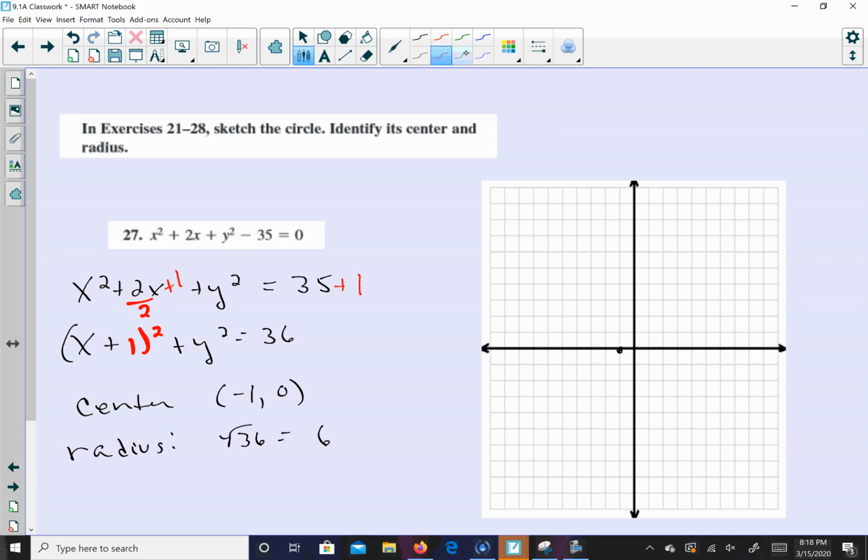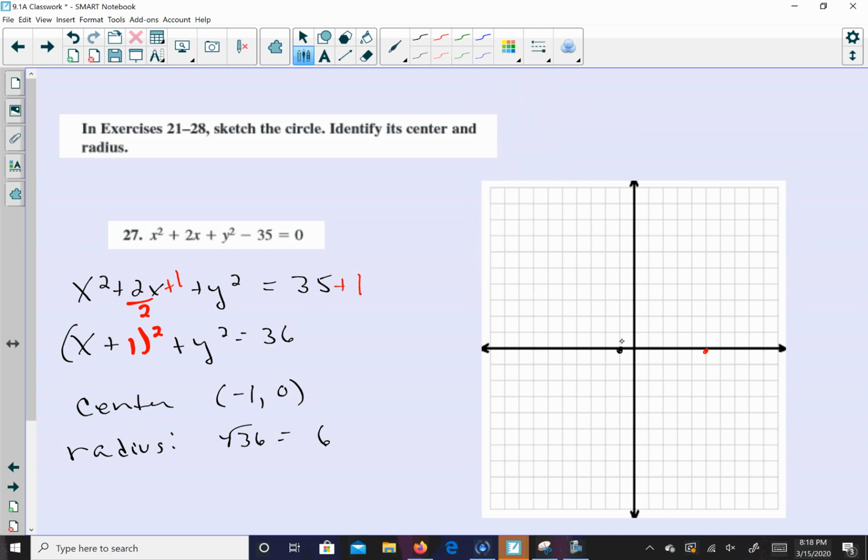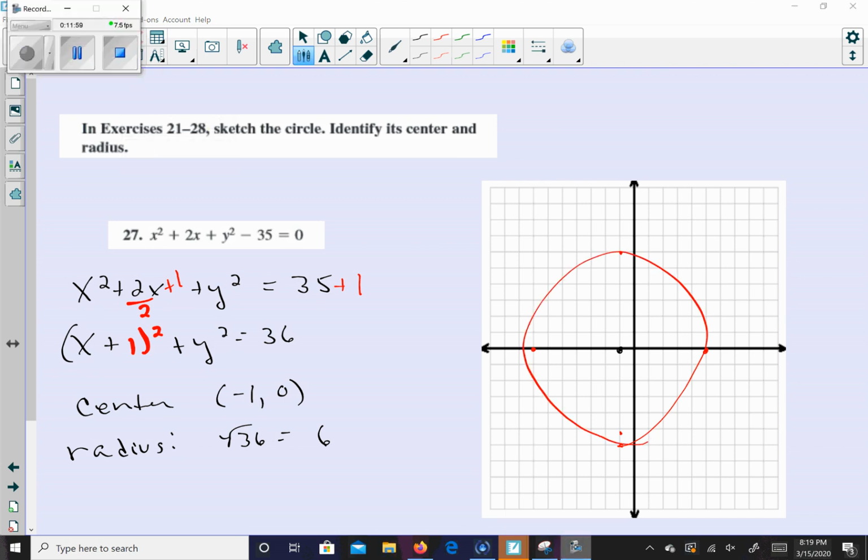To draw that circle, I'm going to go 6 to the right, 1, 2, 3, 4, 5, 6. Plot that point, 6 up, 1, 2, 3, 4, 5, 6. 6 to the left, 1, 2, 3, 4, 5, 6. And 6 down, 1, 2, 3, 4, 5, 6. And I'm going to sketch that circle. Not a very good circle. You should hit all those points. Okay, doing the next one.